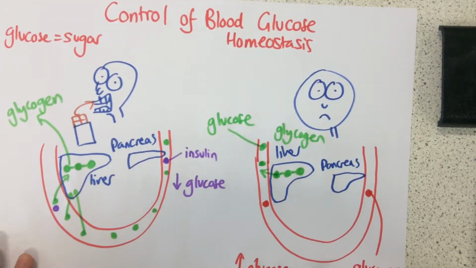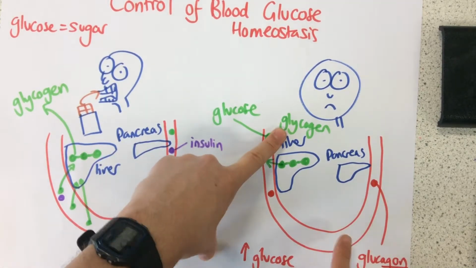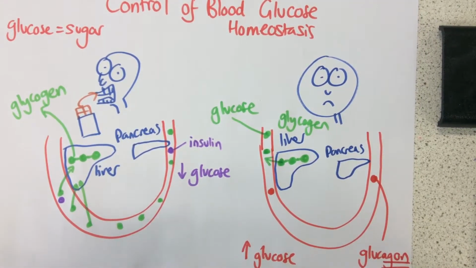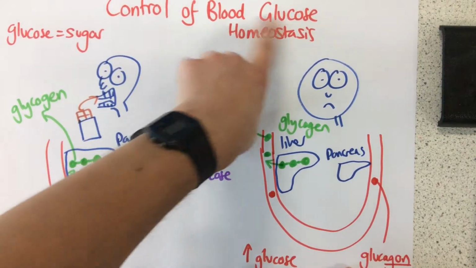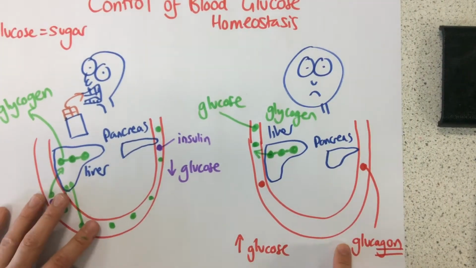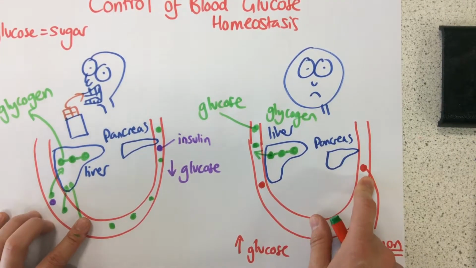Okay, now the tricky thing about this topic is remembering the difference between glucose, glycogen, and glucagon, because they've all got similar names. So remember that glucose, that's the sugar. That's the thing we're trying to control. The nice way to remember glucagon is this is the hormone released when glucose is gone.